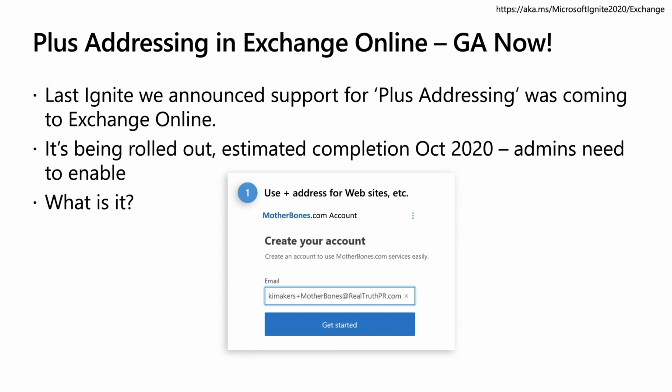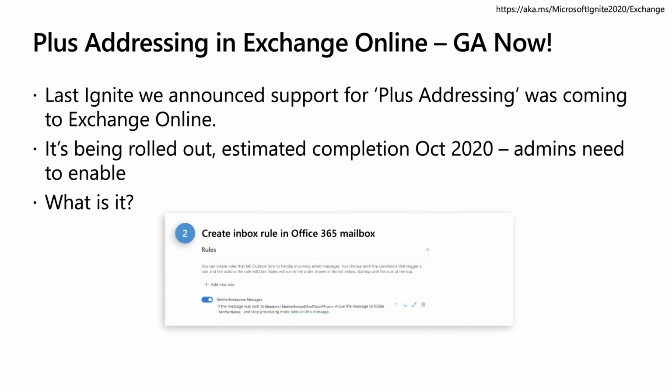And they'll do that with the plus sign and an identity or a reference that they are making up. So in this case, Kim Akers has added plus Motherbones because Kim is signing up for the Motherbones newsletter. So Kim signs up, Kim Akers plus Motherbones at realtruthpr.com, and emails will start being accepted right away for that particular email address once the admin's enabled it. Now, what Kim goes and does next is Kim goes and sets up an inbox rule, a simple rule: when emails are delivered or sent to this particular address, take the following action.